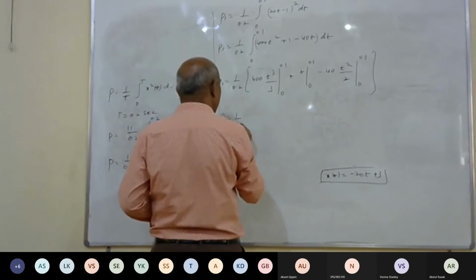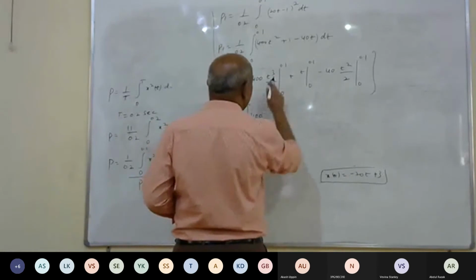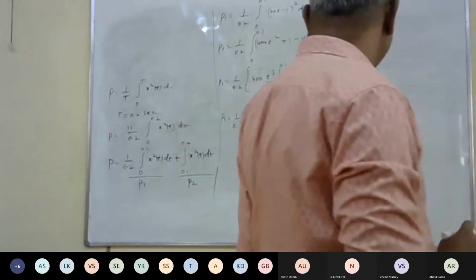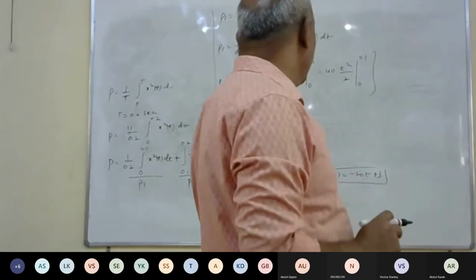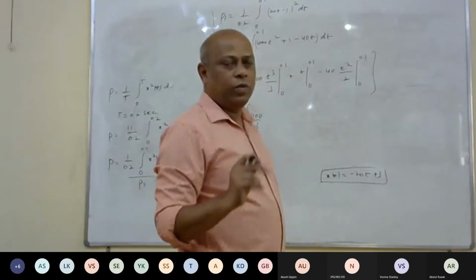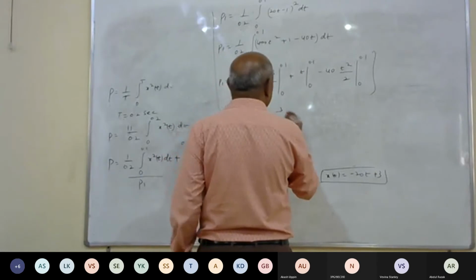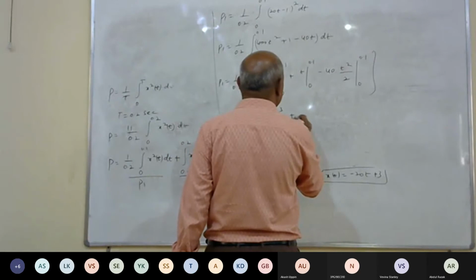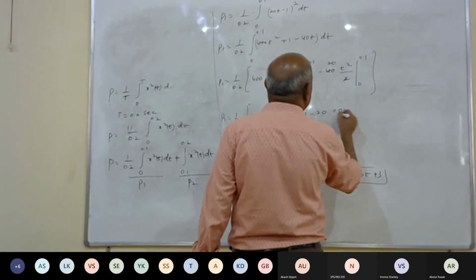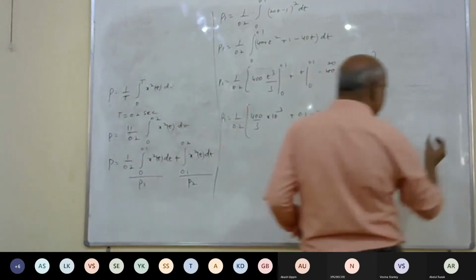P1 equals 1 divided by 0.2, 400 by 3, 0.1 whole cube. 0.1 whole cube is how much? 0.1 into 0.1 is 0.01. Again into 0.1 that is 0.001, that is nothing but 10 to the power of minus 3. Minus 0, plus 0.1, minus 20 into 0.01, plus 3.